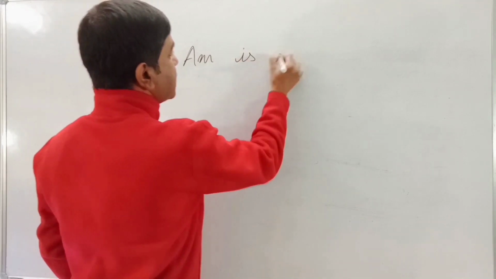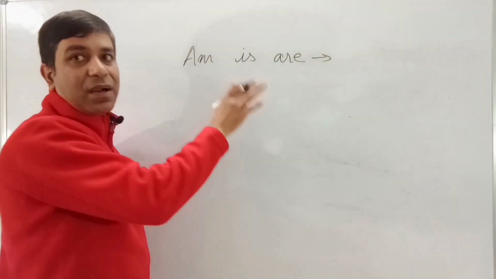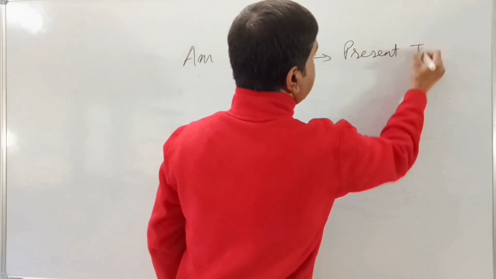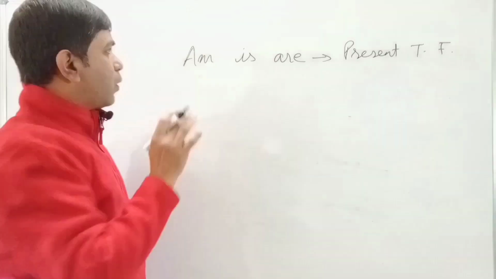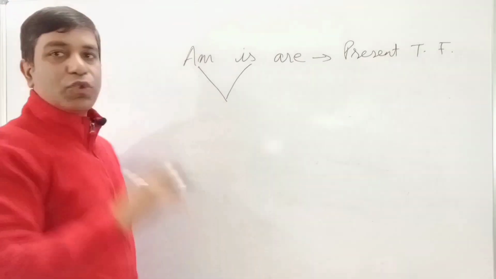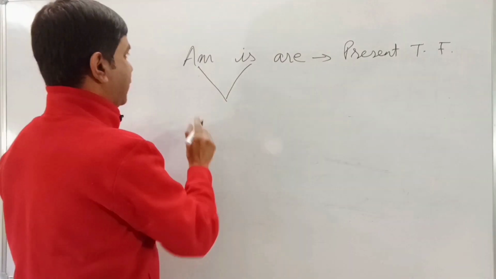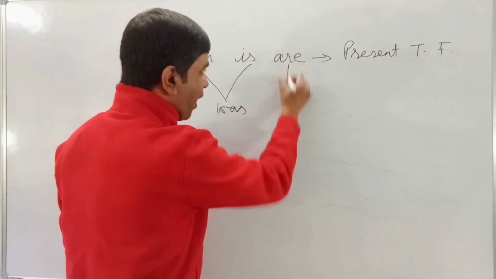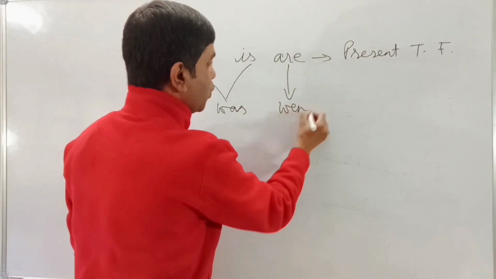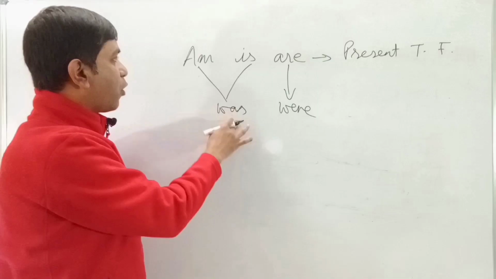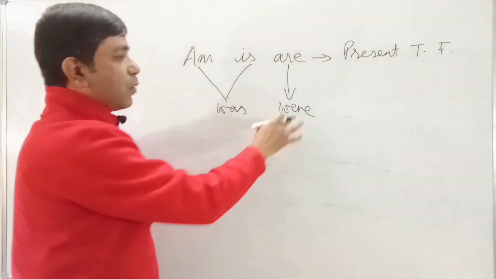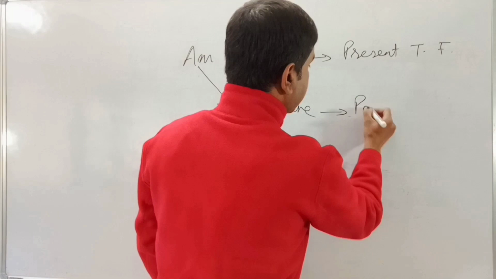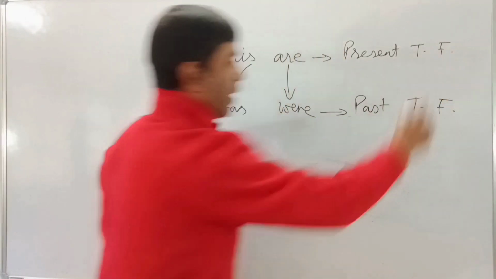am, is, are. Am, is, are are the auxiliary verbs that belong to the present tense family. When you change am and is into past tense, both am and is become was. And when you change are into past tense, it becomes were. So was is the past form of am and is, and were is the past form of are. And was and were belong to the past tense family.